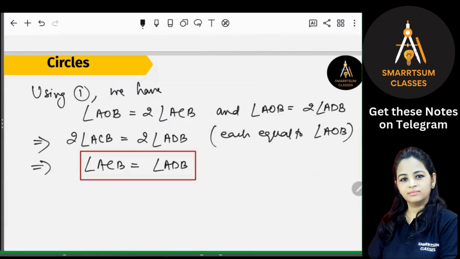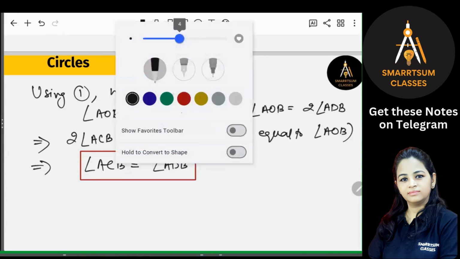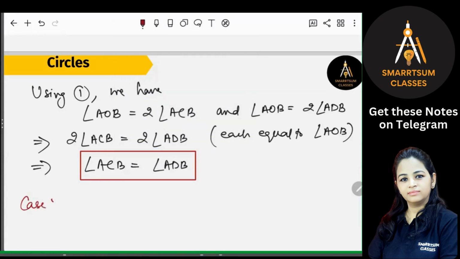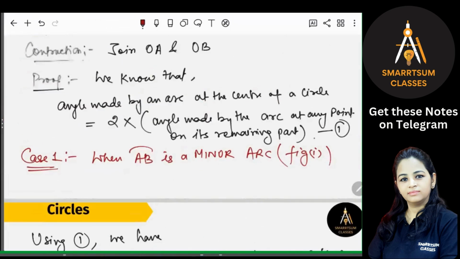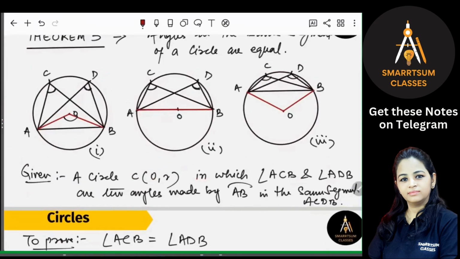Now, case 2. What is case 2? In case 2 we take that arc AB is a semicircle, means it is a semicircular arc, and this is shown by figure 2. We have already drawn the figure here. You can see that AB is the semicircular arc.